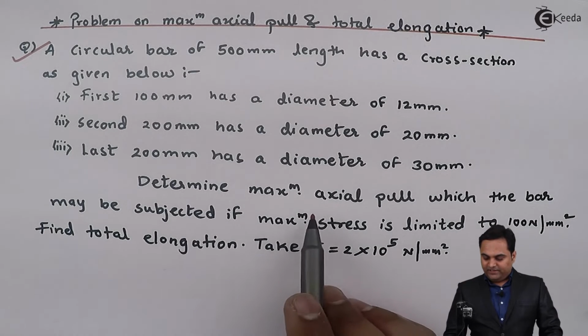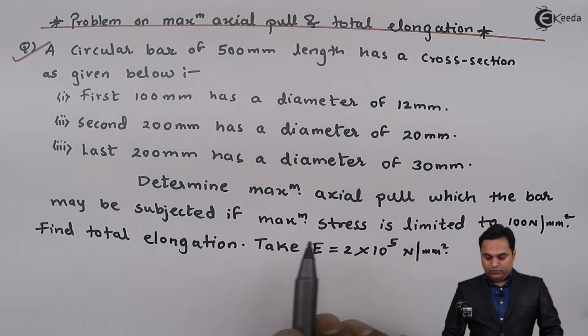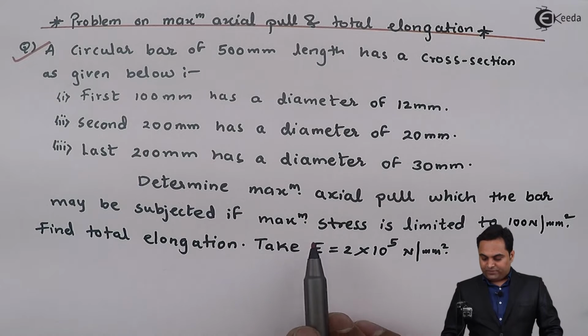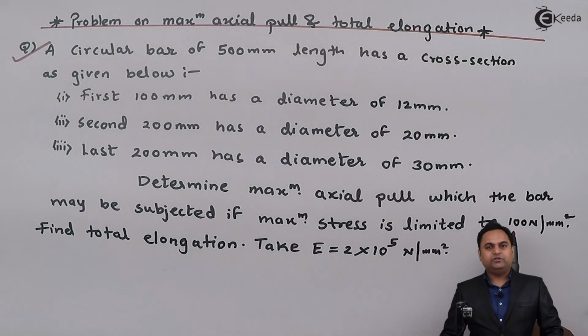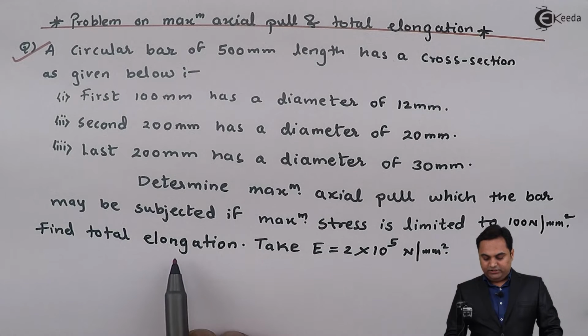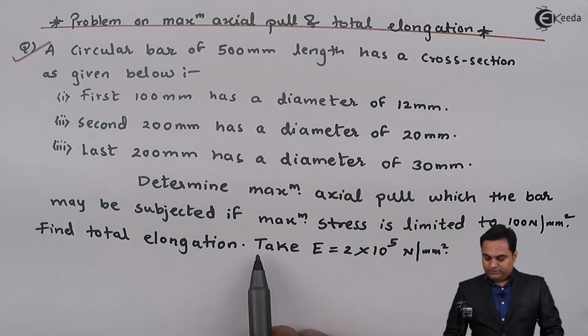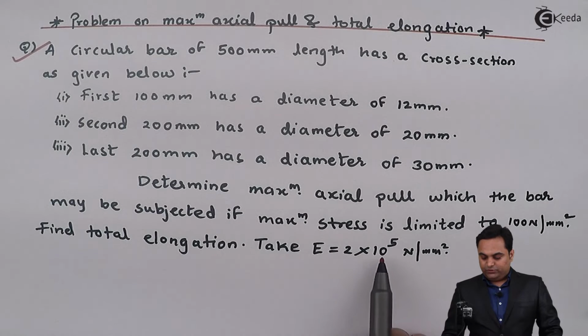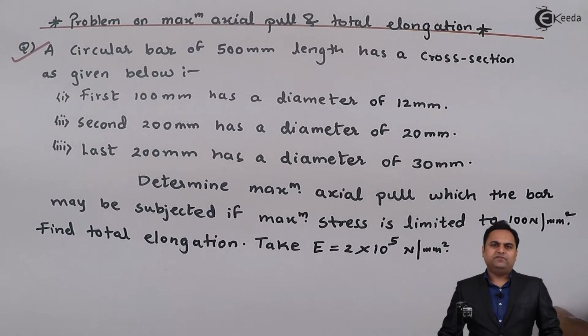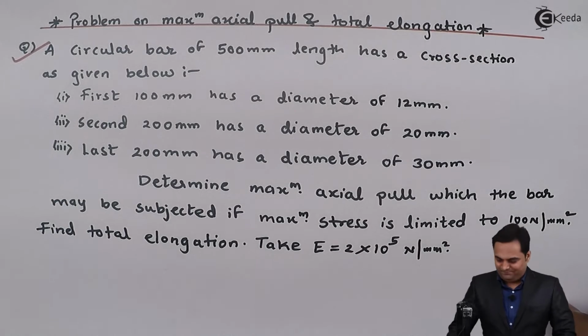Next, determine the maximum axial pull to which the bar may be subjected if maximum stress is limited to 100 Newton per mm square. Find total elongation. Take capital E is equal to 2 into 10 raised to 5 Newton per mm square. So this is the question we have in front of us. Let us try to get the solution for this problem.